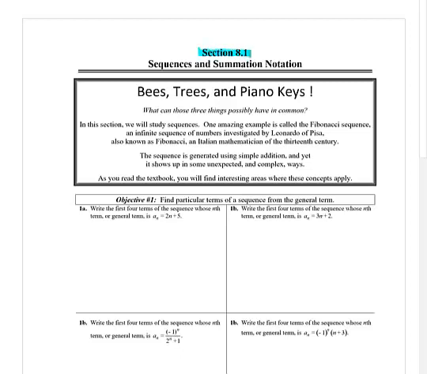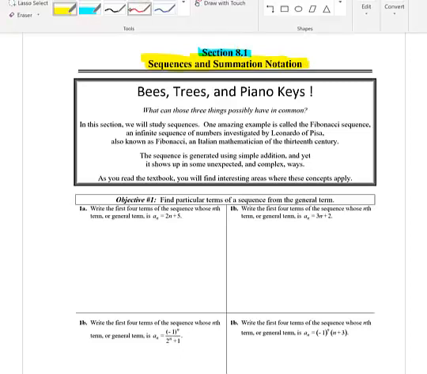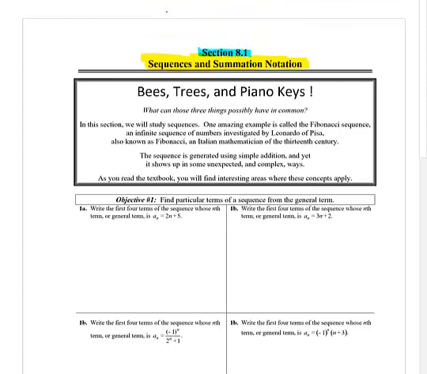So this chapter, chapter 8, has a lot of different topics thrown in, like 3 or 4 different topics. But the first 3 sections are all about sequences and summation notation. This section is an introduction to that topic, and then the next couple of sections will get more specific about certain types of sequences and how they behave. So let's see, what is a sequence?